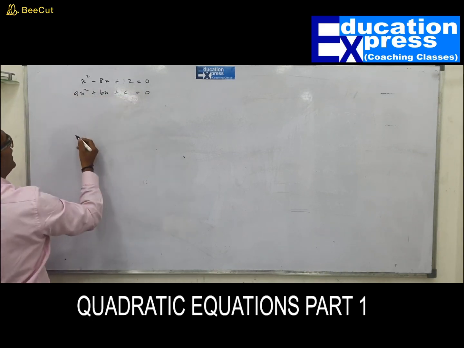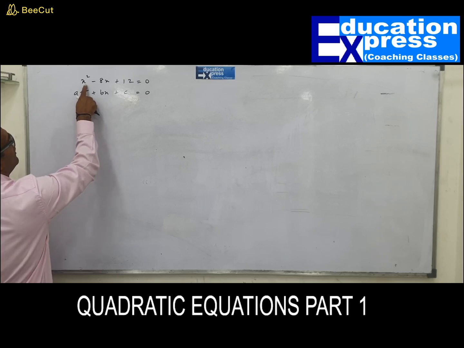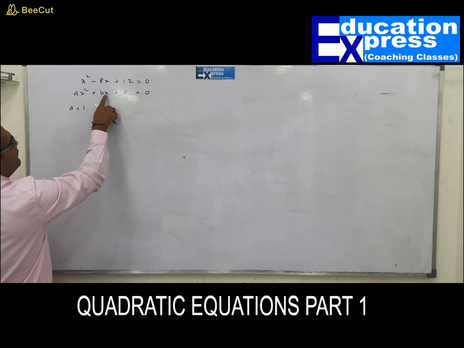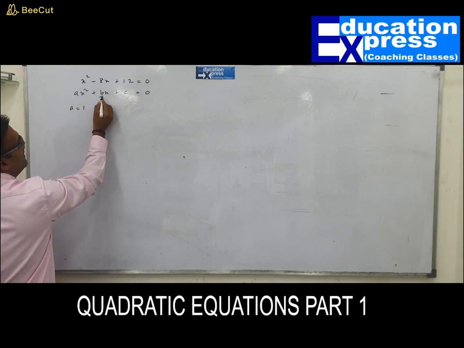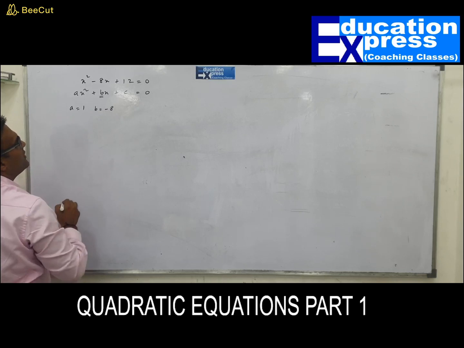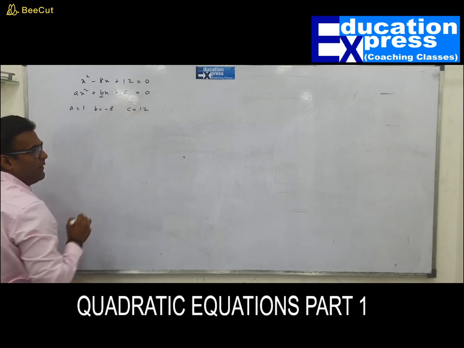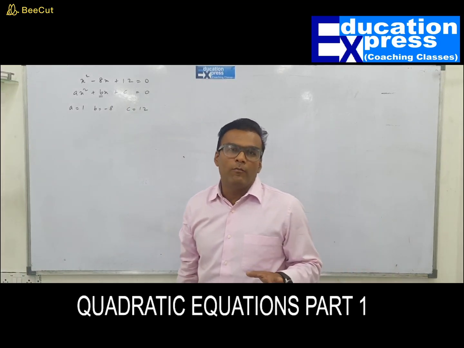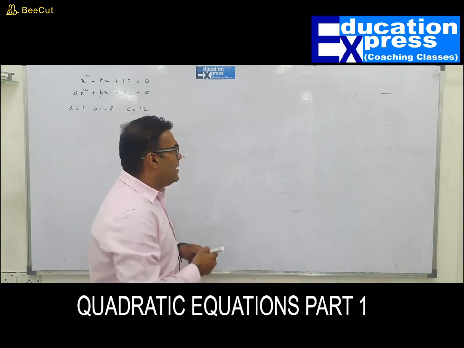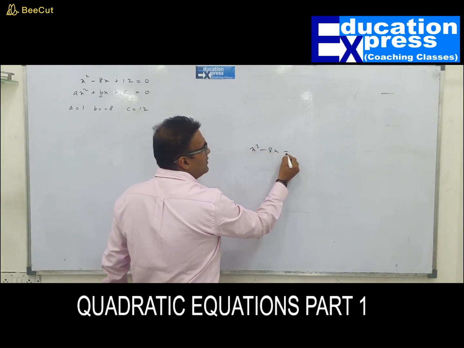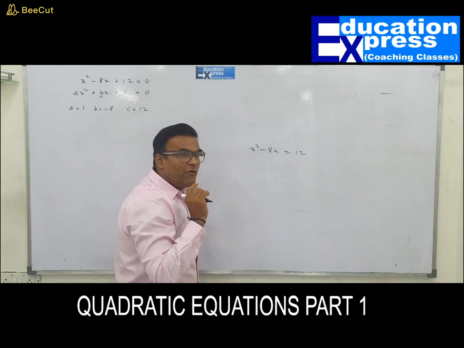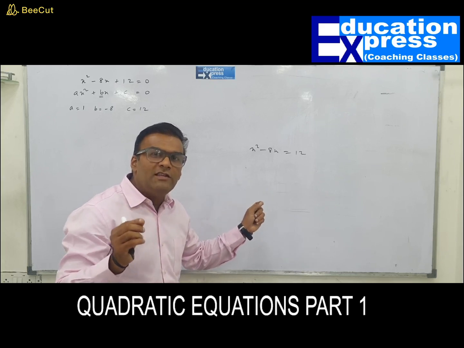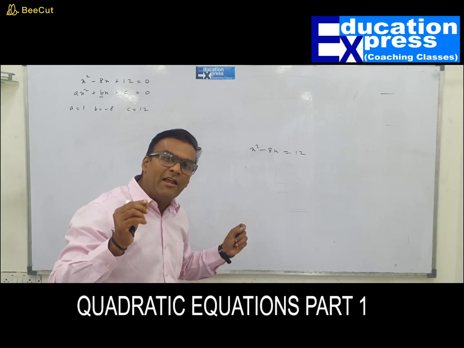When I compare both of them, the coefficient of x squared gives the value of a as 1. The coefficient of x gives the value of b as minus 8, and the value of c would be 12. Remember, you have to bring the quadratic equation into its standard form. Possibility is that they may give you a quadratic equation in another form also. In case the quadratic equation is in any form other than the standard form, the first thing is to convert it into its standard form.